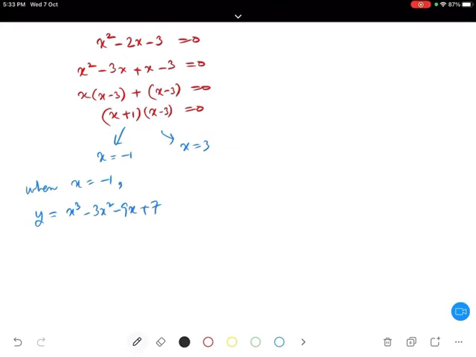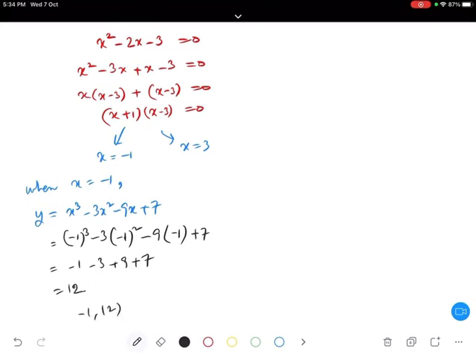So from here let's put −1 in there: (−1)³ − 3(−1)² − 9(−1) + 7. So how much is that? This one is −1, this one is −3, this one is +9, this one is +7. So −4 plus 9 is 5, 5 plus 7 is 12. So one point I got: (−1, 12). This is one point.